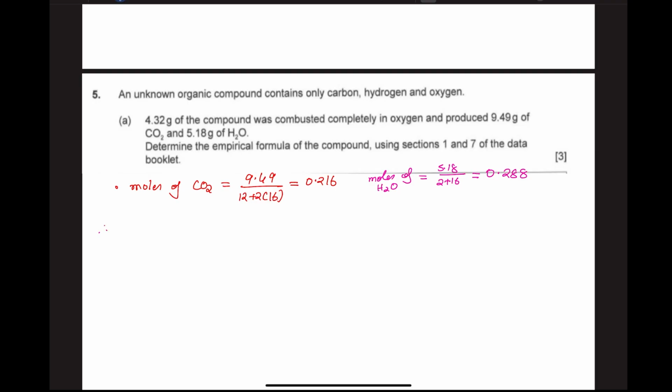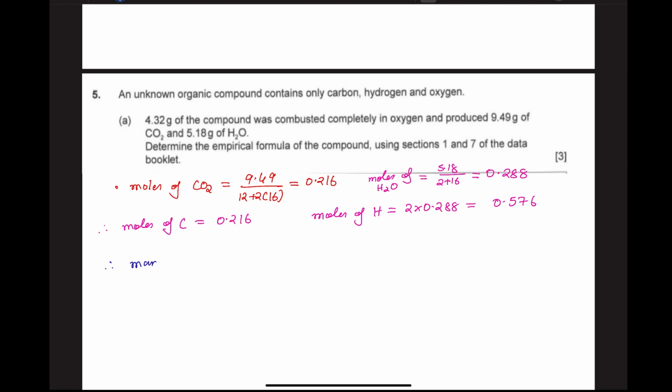So moles of carbon will be equal to moles of CO2, 0.216. Moles of hydrogen will be equal to twice the moles of H2O. So 2 times 0.288 gives you 0.576. Now we need to find the mass of oxygen.